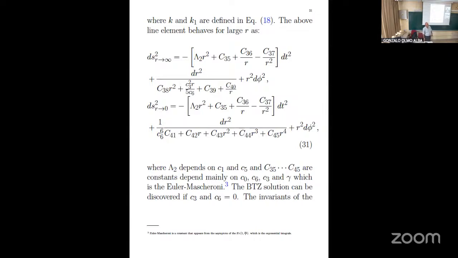Okay, any other questions? You mentioned that you checked this with the BTZ solution, right? But if I remember correctly, the standard BTZ solution does include rotation. Did you try to include rotation? Yes, I'm planning to include rotation, of course. But as you see, the terms are not so easy to deal with. I'm planning to study the rotating term of this solution.